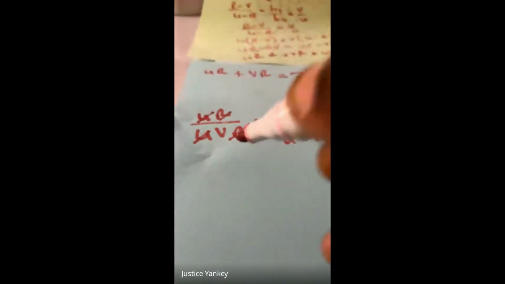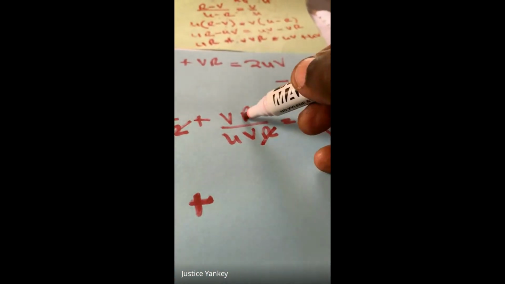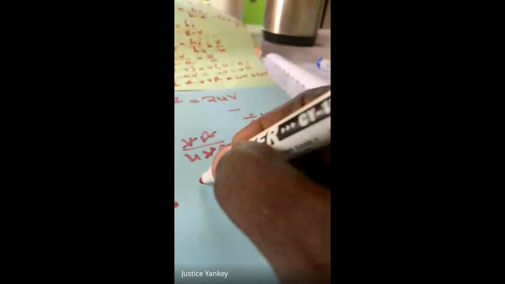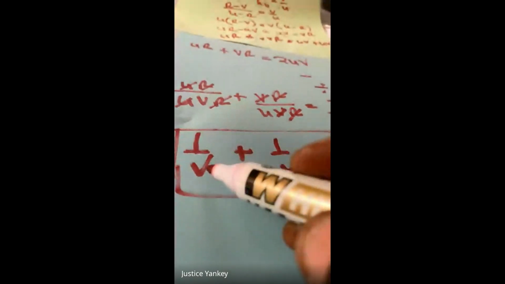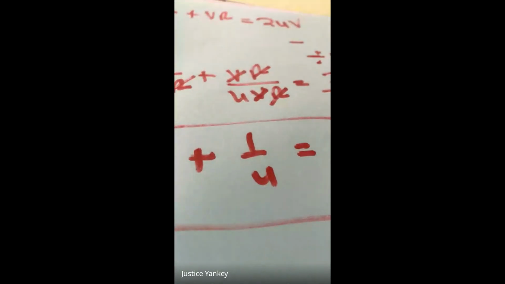Now I can do some cancellation. This R will cancel this. This U cancels that, leaving 1 over V plus, R cancels R, V cancels V, I have 1 over U equals, U cancels U here, V cancels this, I have 2 over R. All right. So this is the equation that I have: 1 over image distance plus 1 over object distance equals 2 over the radius of curvature.